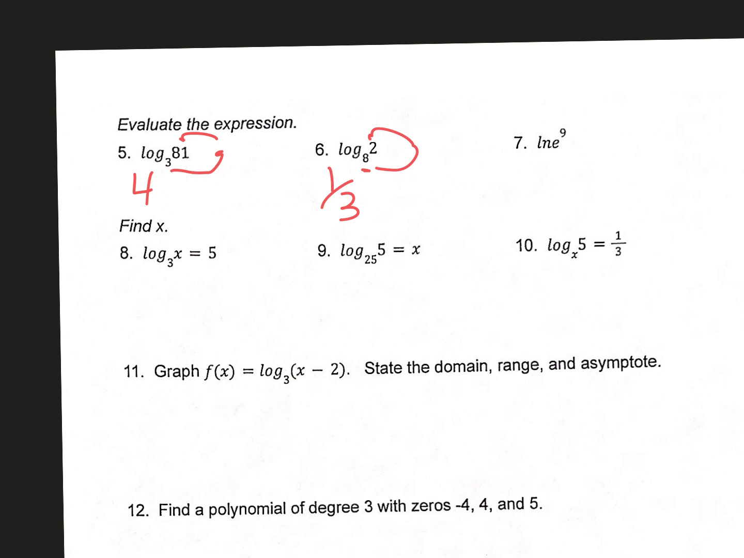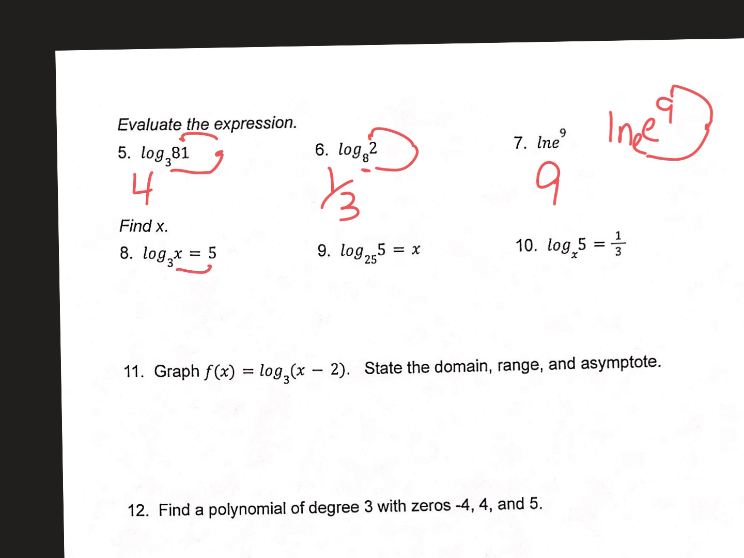Number 7, you shouldn't miss number 7, I'm just saying. Remember, if you see ln, the base is e. They're never going to write it there, but the base is e. So what that's asking you is, e to what power is e to the ninth? Are you kidding me? e to what power is e to the ninth? The ninth power.